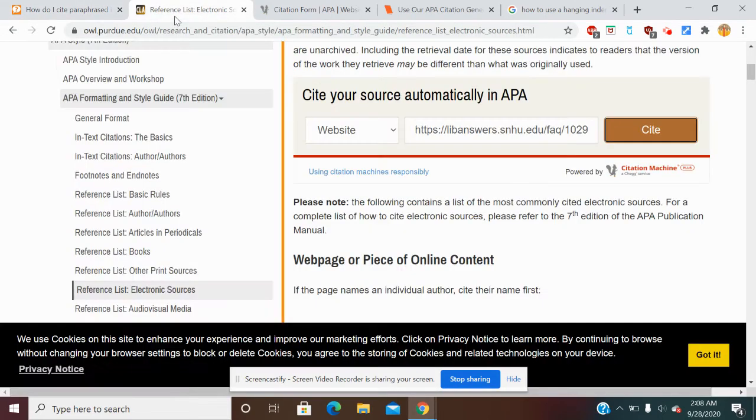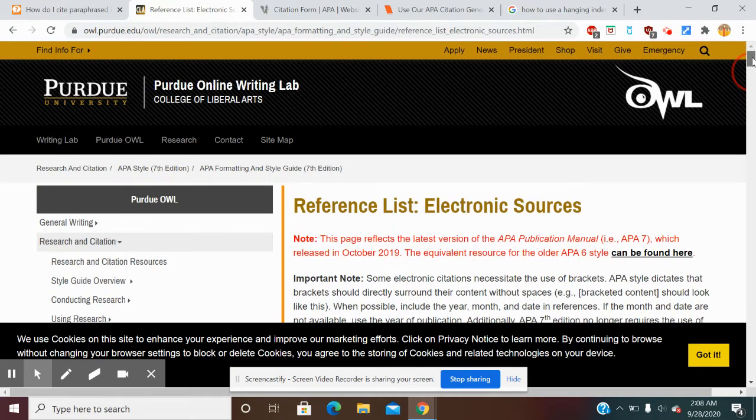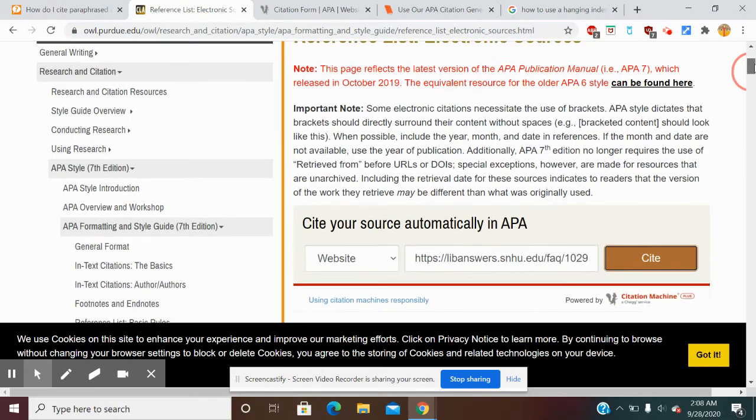The next website that I'm going to go to is purdue.edu, owl.purdue.edu. Great source for many, many things. But today we will only cover the citations. So here in Purdue, I just want to show you, you can basically select what you like, website, book, journal, put in the website address and cite. It will help you cite it.